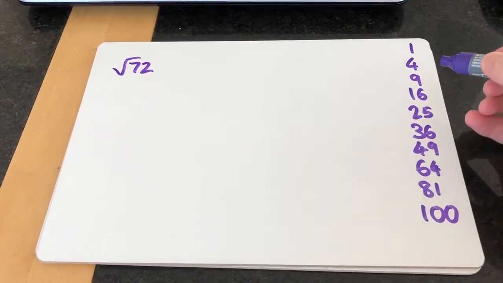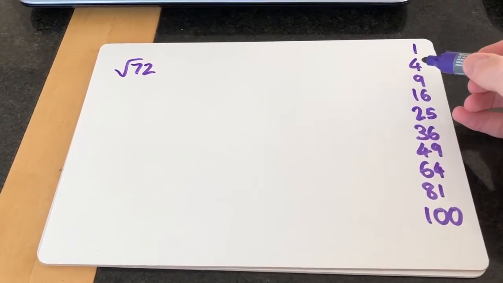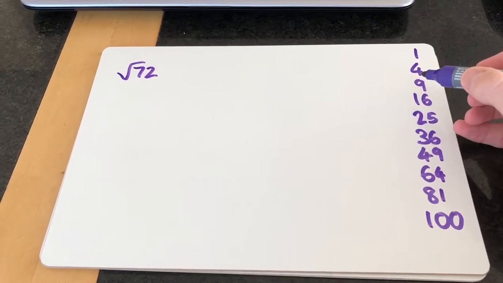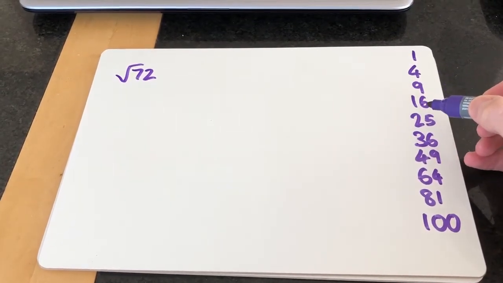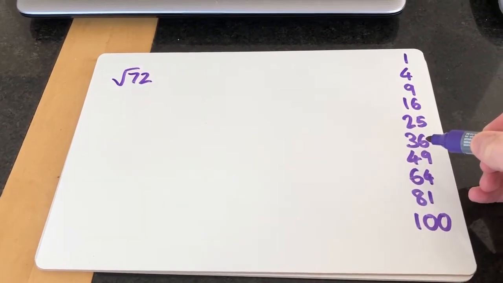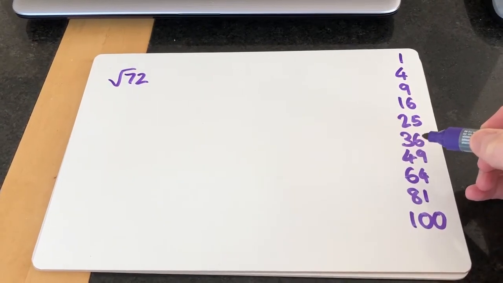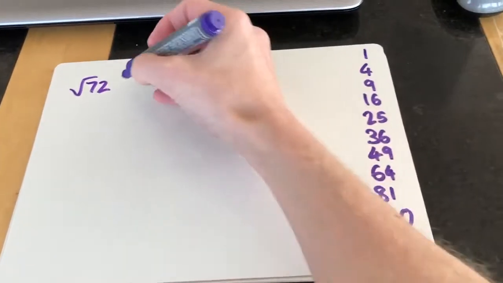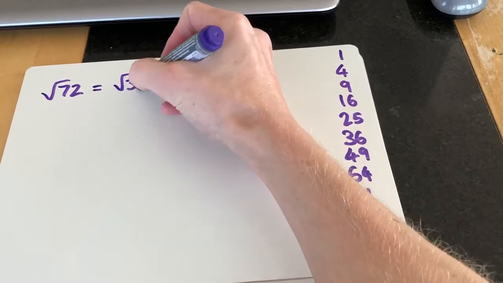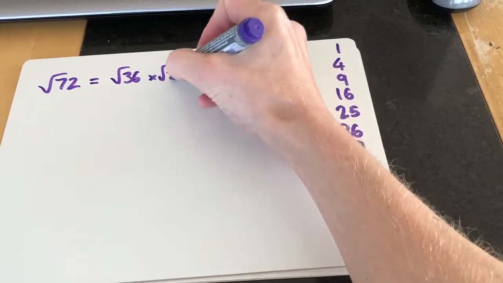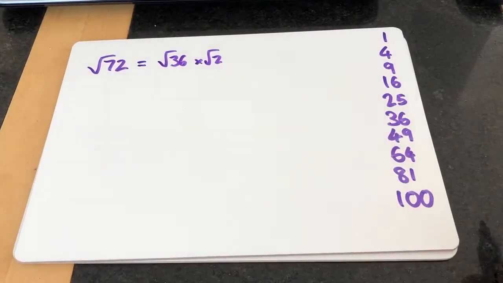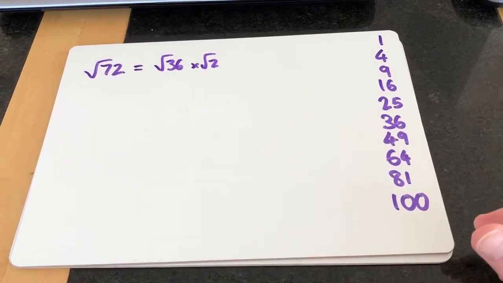look at your list of square numbers. Now obviously 1 goes into it, 4 also goes into it. Then the next one, the only other one is 36 there, okay? Now you always want to use the biggest square number. So root 72 is root 36 times root 2, because 36 times 2 makes 72.